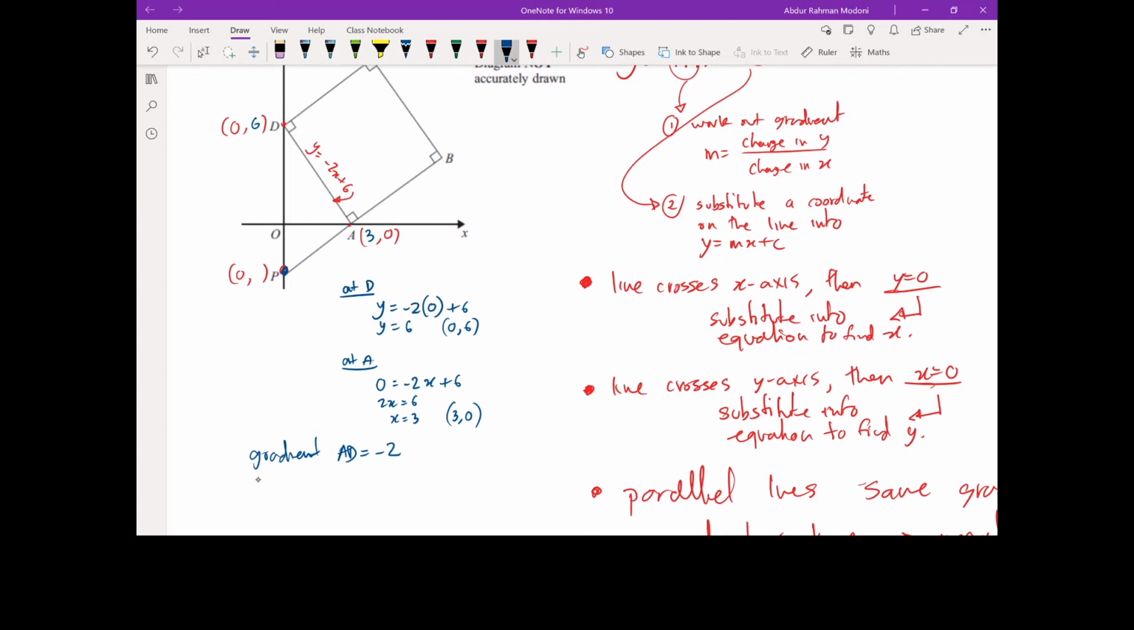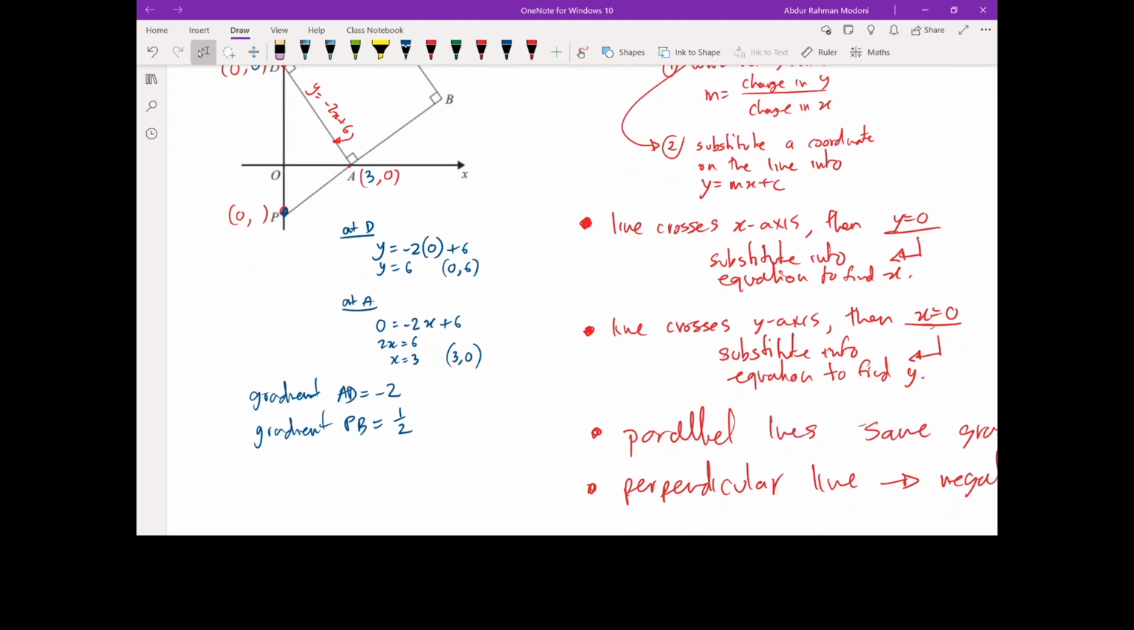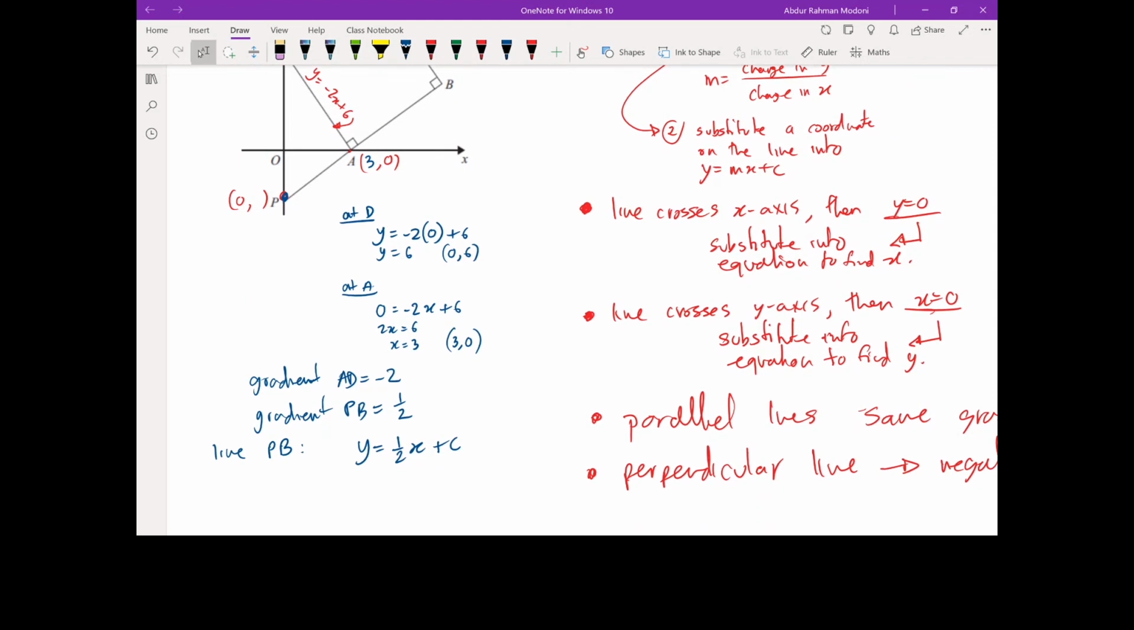So what then should I write down? Gradient PB is equal to 1/2. What should I then do? Okay, so we start off with y equals mx plus c. Y is equal to 1/2 x plus c. What is this equation for? Which line? So maybe I should also commentate here, line PB, so I know exactly what I'm working out. So I can go back to my work and see what I've done if I've made a mistake and I'm looking through my work.